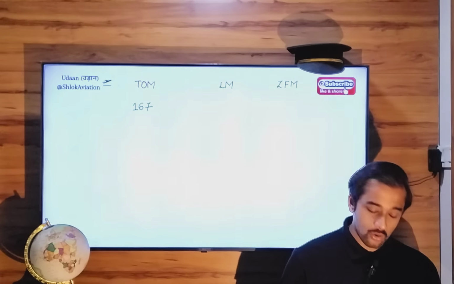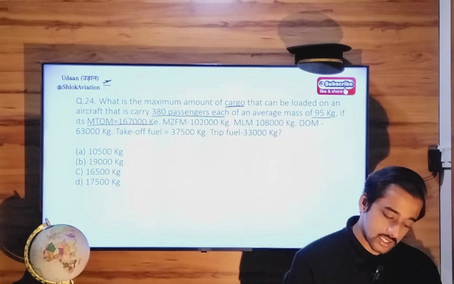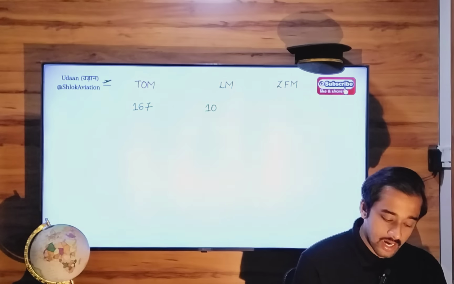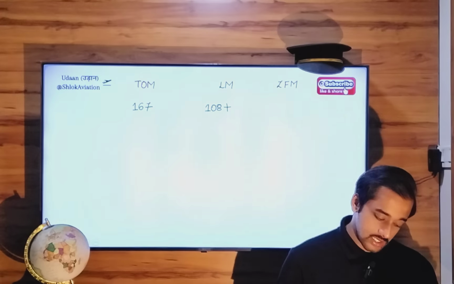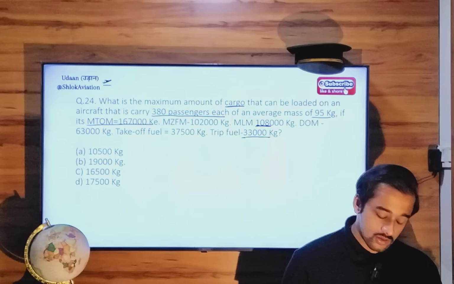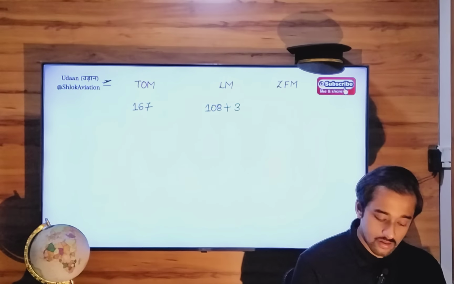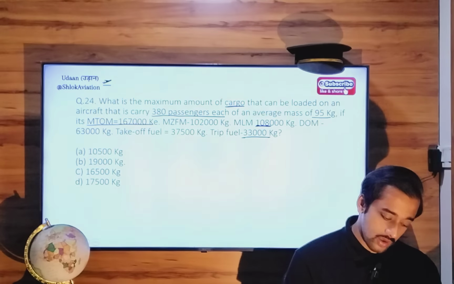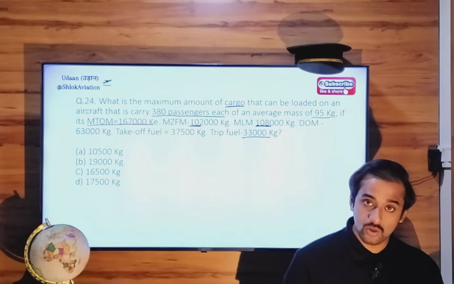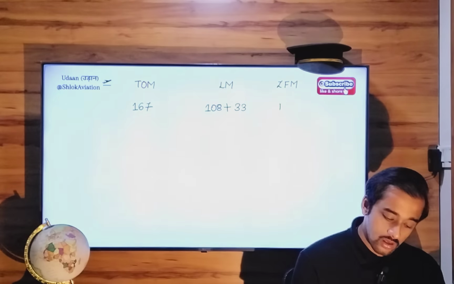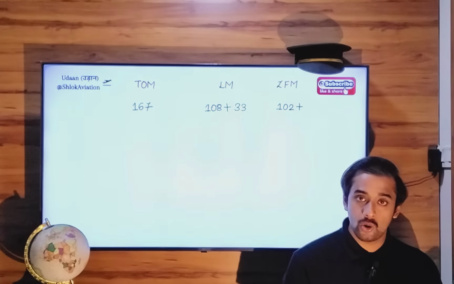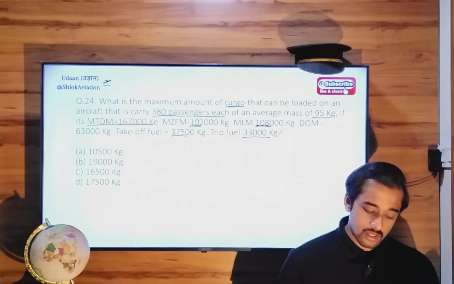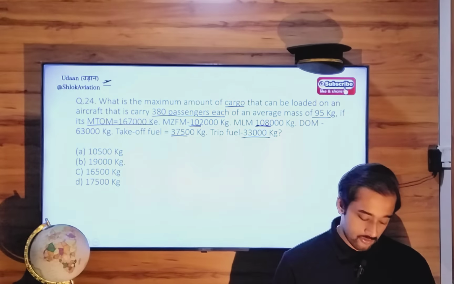For landing mass, you are going to put the landing mass value, which is 108. Add trip fuel to that, which is 33,000 kg, so 33. In case of zero fuel mass, you are going to use the zero fuel mass value, which is 102. Add total fuel on board to that, or takeoff fuel, which is equal to 37,500, 37.5.